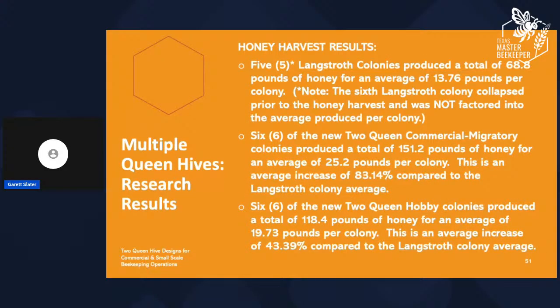For your Langstroth, you only had 5 colonies? Yes, I said one had died out before honey harvest. So in order not to skew that number, I mean, actually, if I had factored that in, those percentage increases would have been even higher. But I wanted to look at it purely in surviving colonies that did produce honey. So I took that one out of the equation.